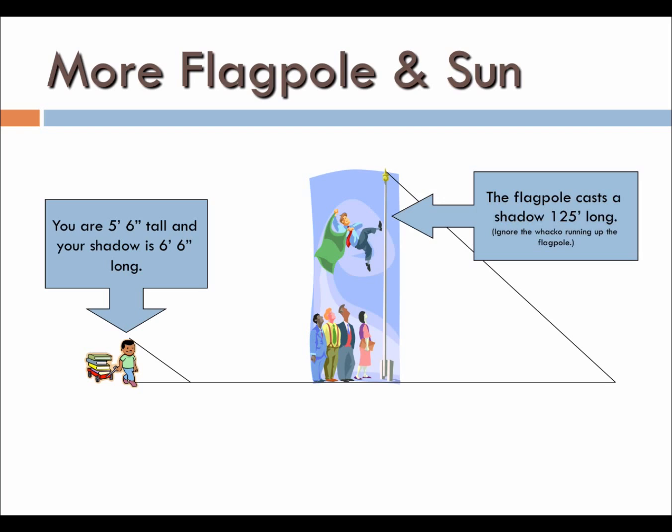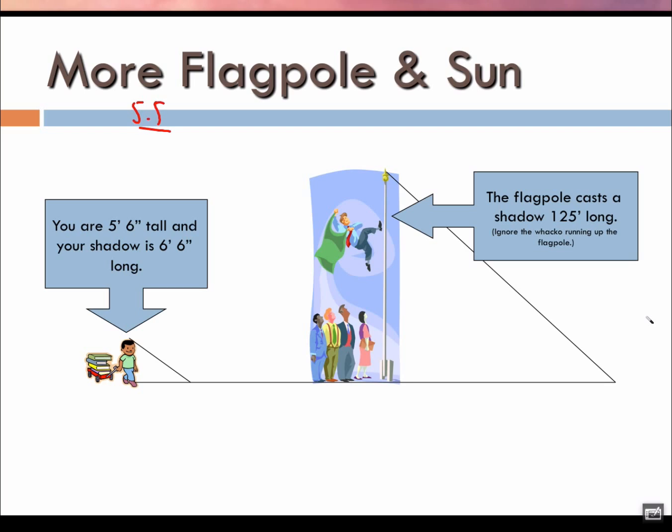Go ahead. Well, you do a proportion with the 5.6 over 6.6, and then equal to the F over 125. Can we use 5.5 instead? Yeah. Okay. What did you call it? F? Yeah, that's fine. Yeah, I got it.